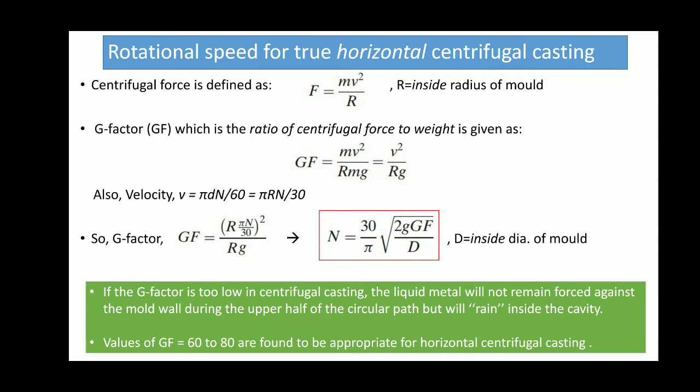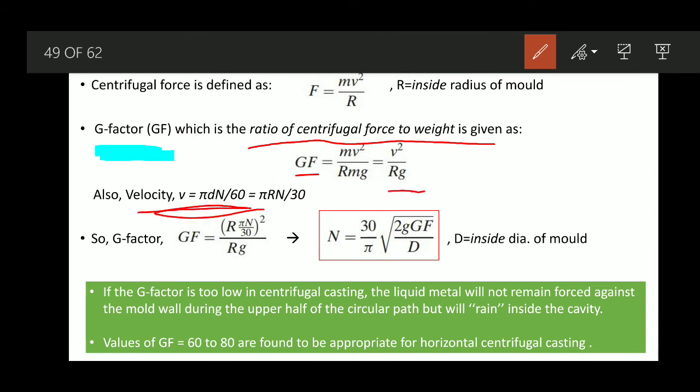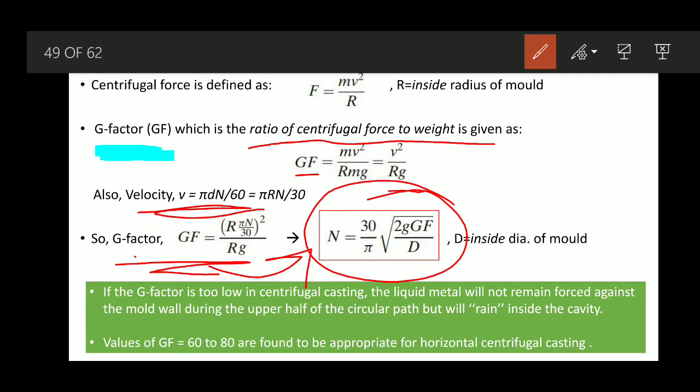Now, for the rotational speed and horizontal centrifugal force, we already know the centrifugal force can be given by mv square by r. There is a factor known as the Z factor or Zf. It is not your girlfriend and all. The Z factor is the ratio of centrifugal force to the weight. So from here Gf can be v square by rg. Because we already know velocity v equals pi D N by 60, from this Z factor value, if we simplify, we obtain an expression like this, where N is the rotational speed of the mold.